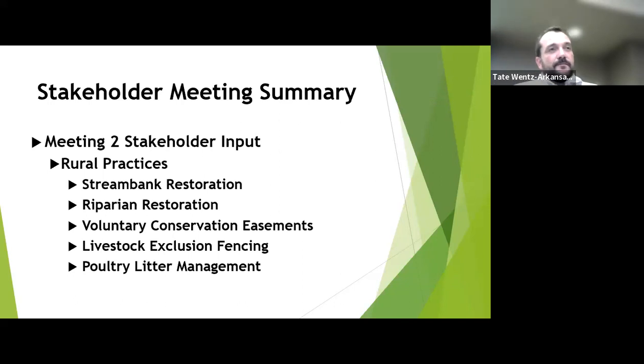Poultry litter management. We did spend a lot of time on poultry litter management. There's a lot of novel ideas being tossed around in the watershed right now, from biochar to gas production to creative ways of moving the litter. So there's a lot of topics on poultry litter management right now.